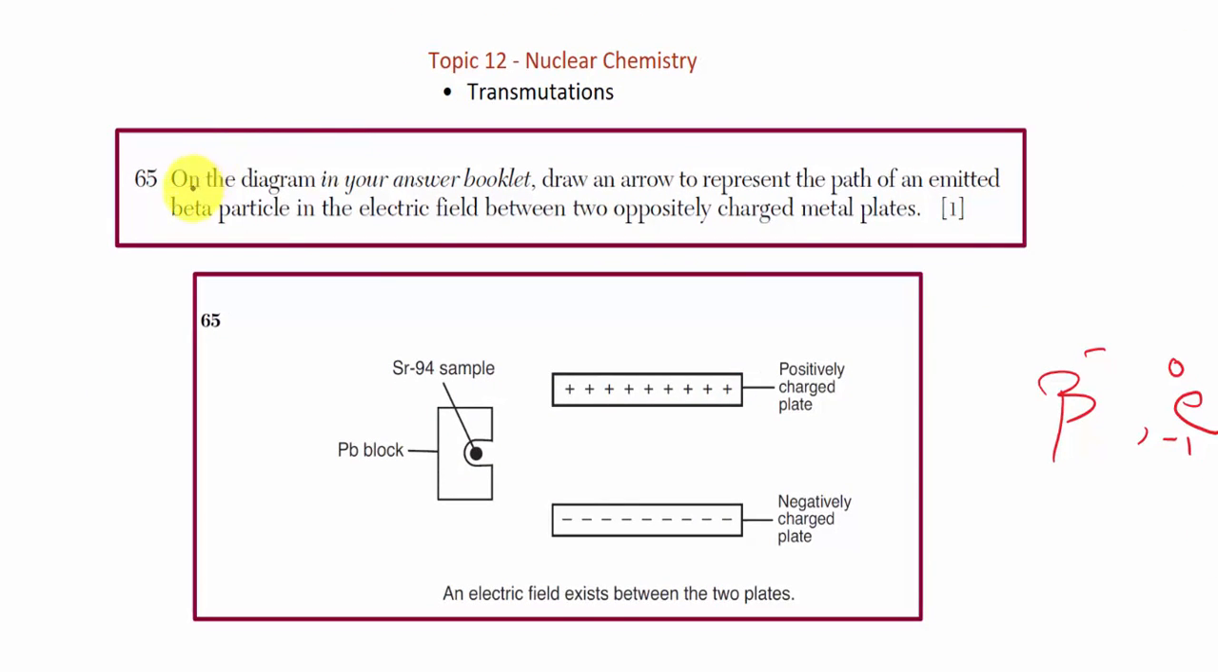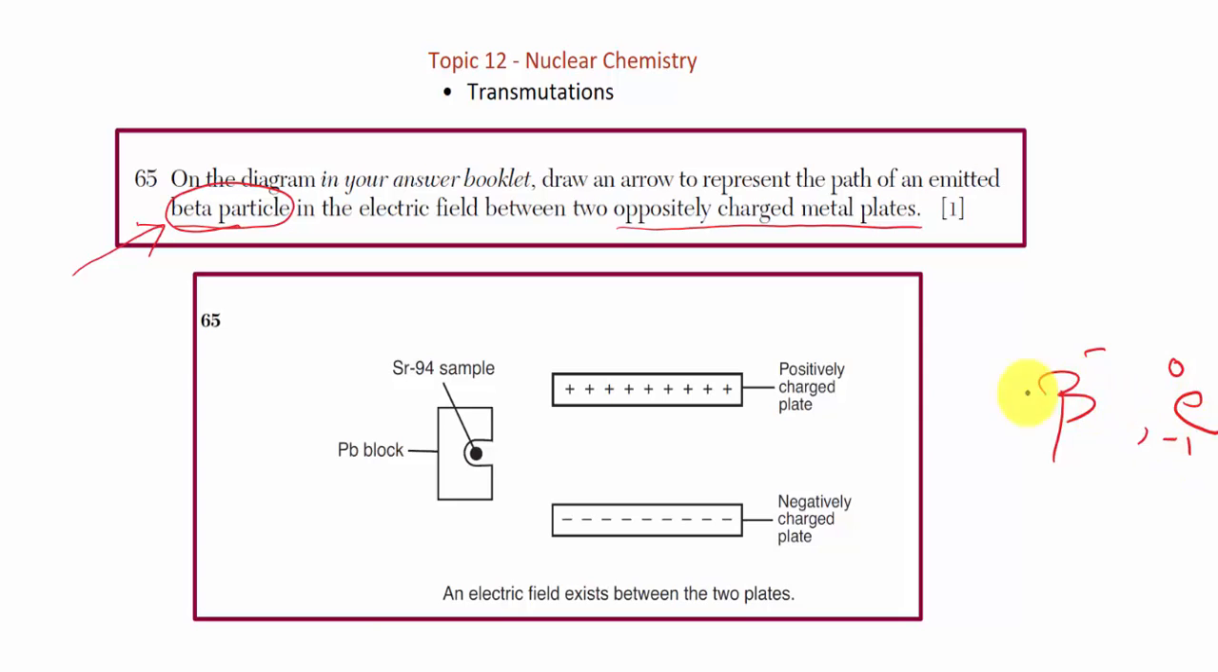And our final question on this part, number 65: on the diagram in the answer booklet, draw an arrow to represent the path of an emitted beta particle in the electric field between two oppositely charged metal plates. Key things you have to know here, first of all, are what is the charge of a beta particle, and what will be the behavior of that beta particle in an electric field. And that's governed by the idea that opposites attract and like charges repel.